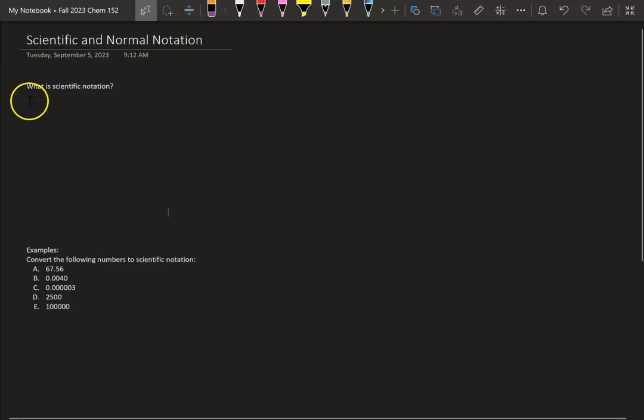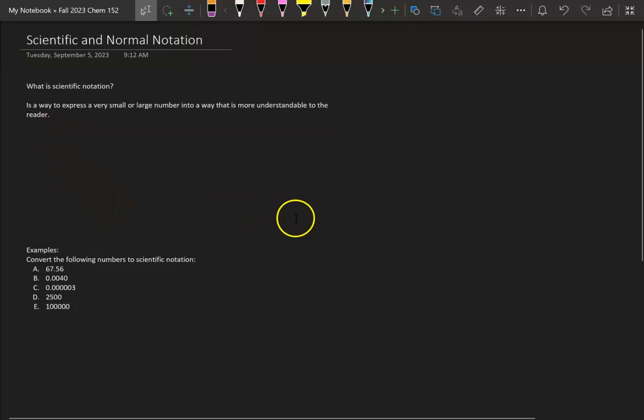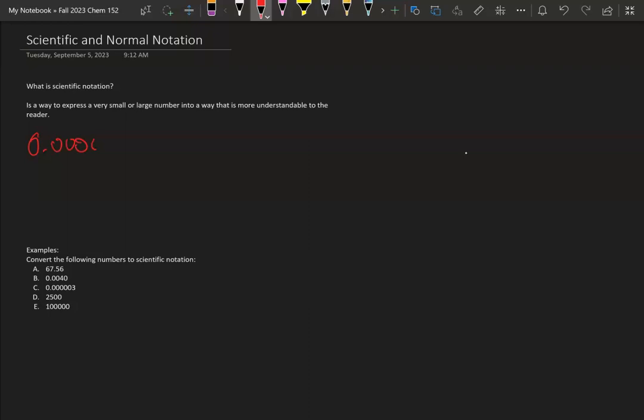know that as well. So scientific notation is a way to express a very small or large number in a way that is more understandable to the reader. Now, if we take an example like 0.00000000001, we know that this is a very, very small number.